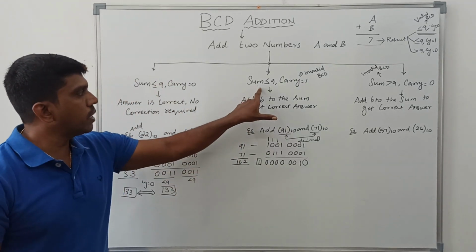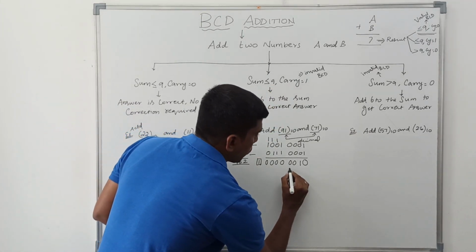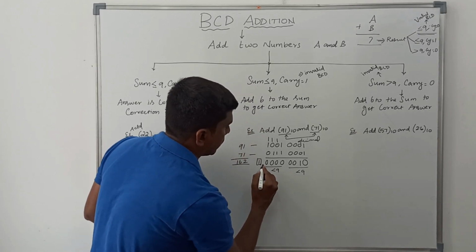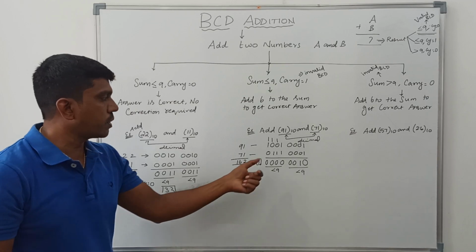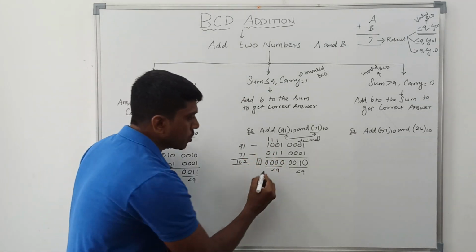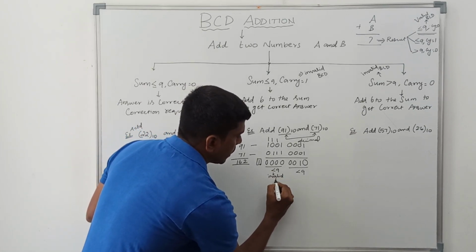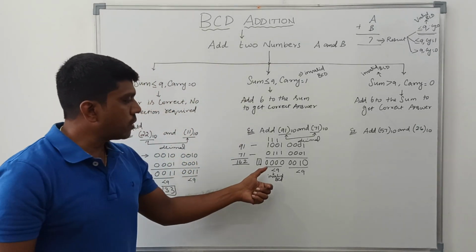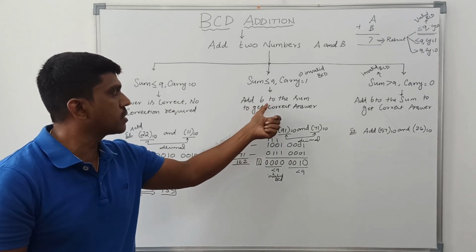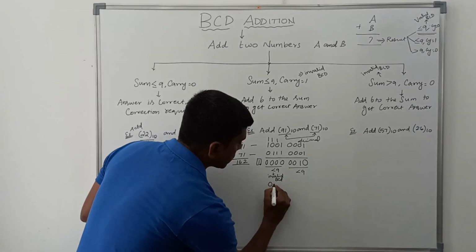In this case, the sum value is less than or equal to 9 but carry is equal to 1. This 4-bit value is less than 9, but after adding these two 4-bit values it produces a carry. So it's an invalid BCD number. If you want to convert this invalid BCD number into a valid BCD number, you just add 6 to the sum to get the correct answer. You just add 6 here.